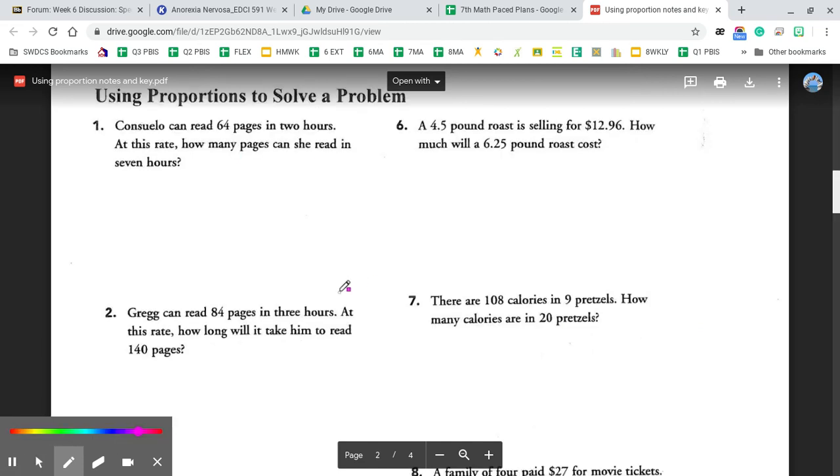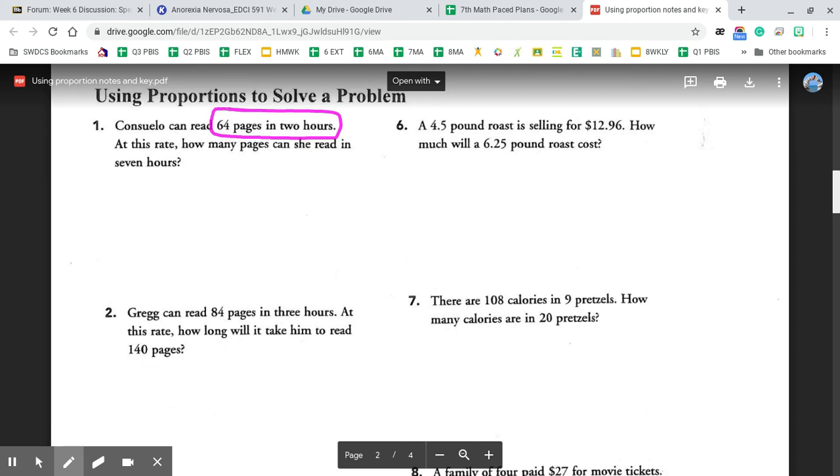All right, moving on to the back. Reminder that you can pause whenever you need to. You're going to write each one as a fraction using words, and then you're going to solve. Okay, so it's going to be kind of like an equation. So Consuelo can read 64 pages in 2 hours. This is what we know. Okay, at this rate, we want to figure out how many pages can she read in 7 hours.